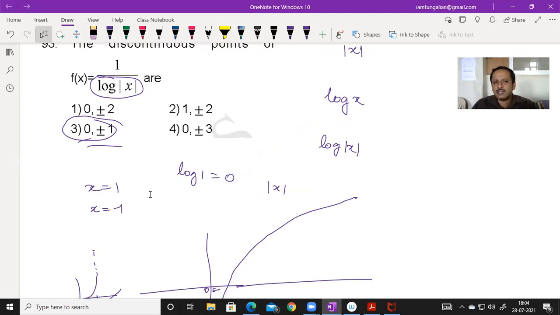In other words, here f of 1 is not defined, f of minus 1 is not defined, f of 0 is also not defined. Hence, it is discontinuous at those three points.